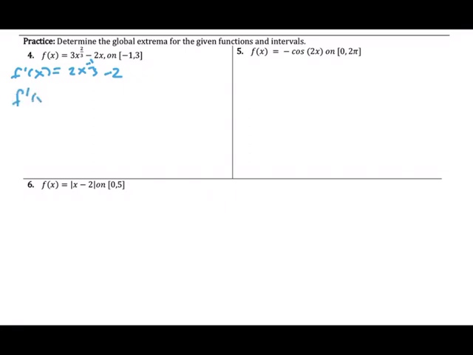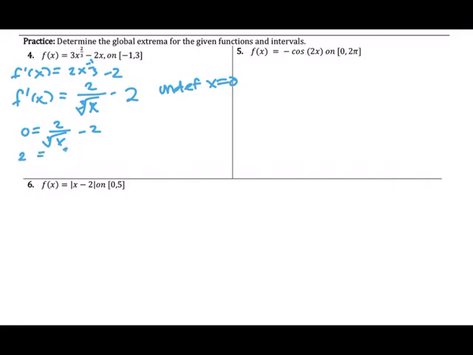And I'm going to rewrite this so that it's easier to see where it is 0 and where it is undefined. So this is 2 over x to the 1/3, minus 2. This is undefined when x is 0, because that would make the denominator of my fraction equal 0. So that's going to be one of my critical numbers. The other one I'm going to get when I solve for x when this is equal to 0. So I'm going to add 2 to both sides.